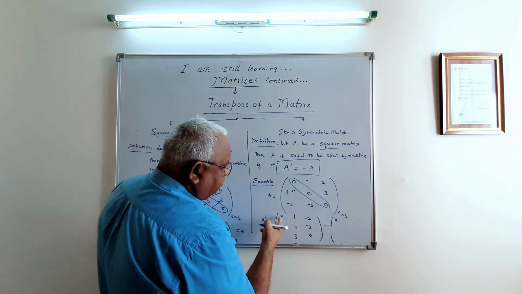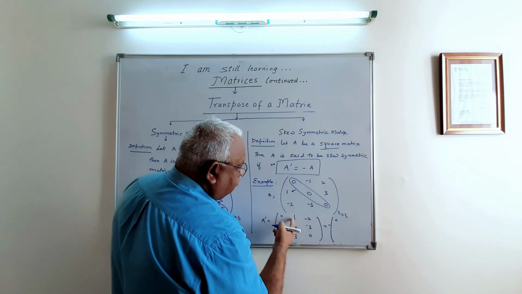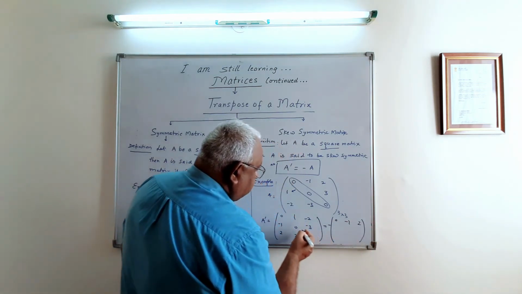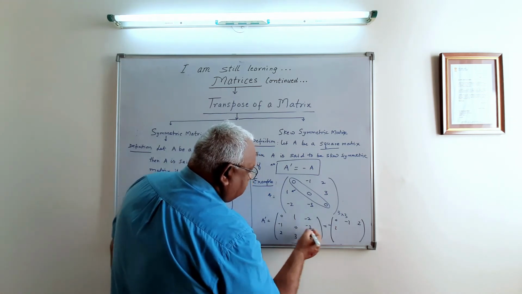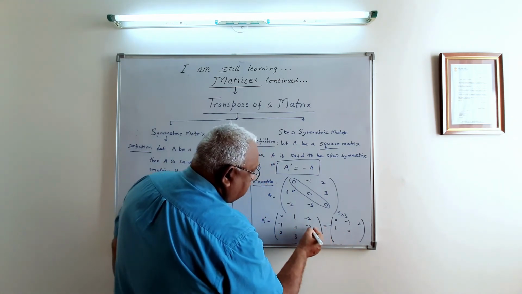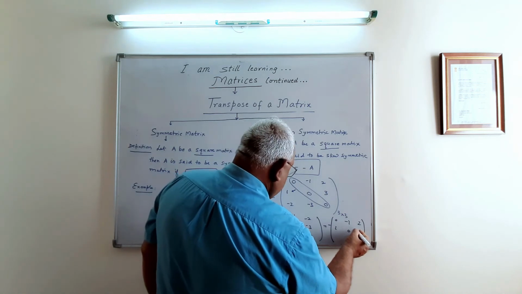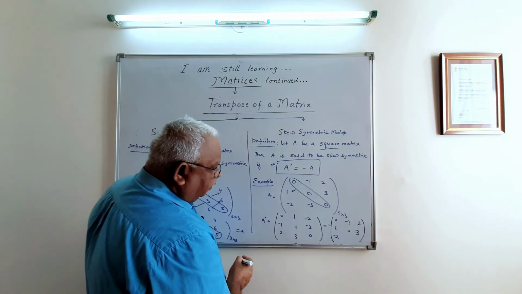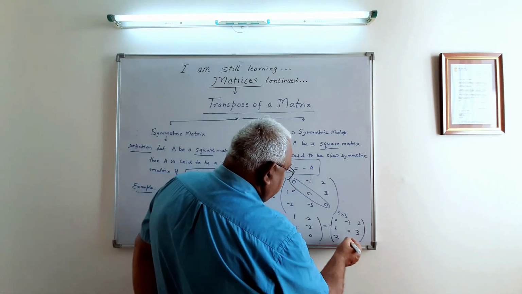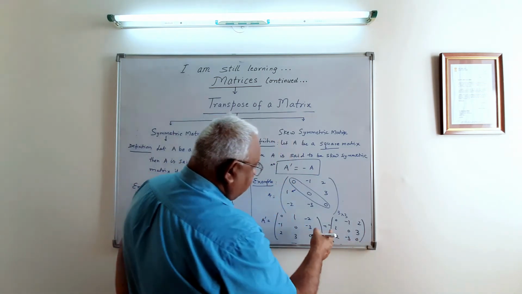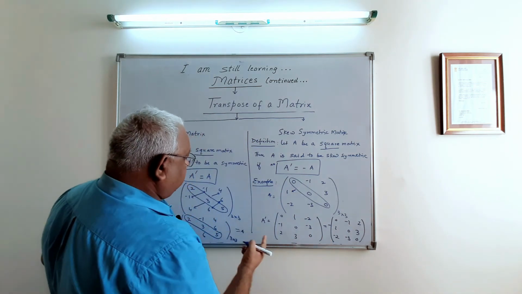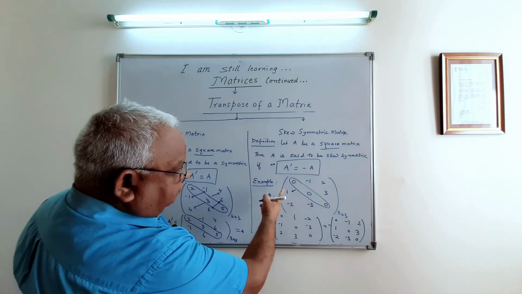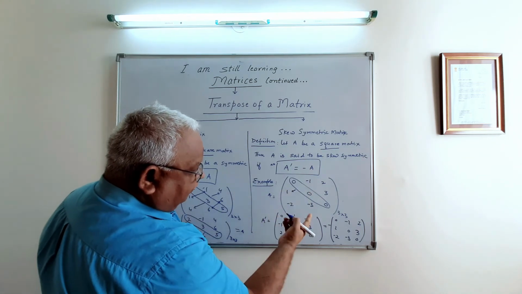0 will become 0, 1 will become minus 1, minus 2 will become 2, minus 1 will become 1, 0 will become 0. Minus 3 will become 3, this 2 will become minus 2. So what is this? Is this A? Yes, this is A.